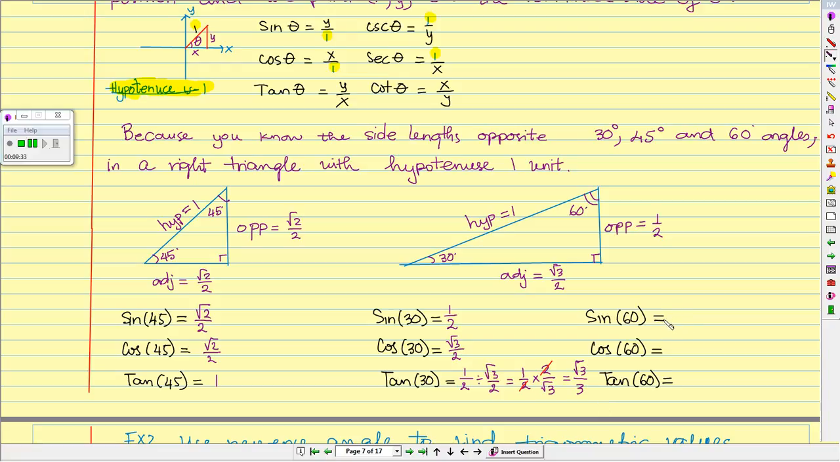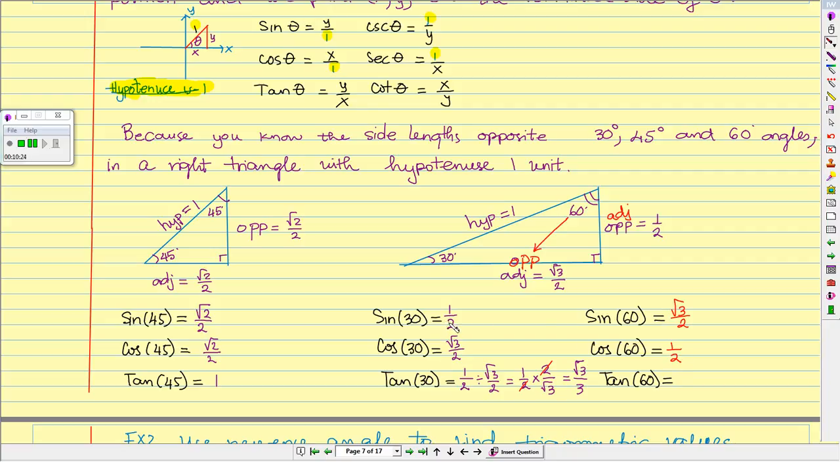Okay, let's move on to the 60 degree angle. Now, if we look at the 60 degree angle, then this side becomes the opposite, because it's opposite the 60 degrees. So you have to be very careful of what angle you're looking at. And the opposite of 30 now becomes adjacent to 60 degrees. So for 60 degrees, sine is opposite divided by hypotenuse. Your hypotenuse is 1, which is very convenient, so it's just the opposite, square root of 3 over 2. Your cosine is adjacent divided by hypotenuse.